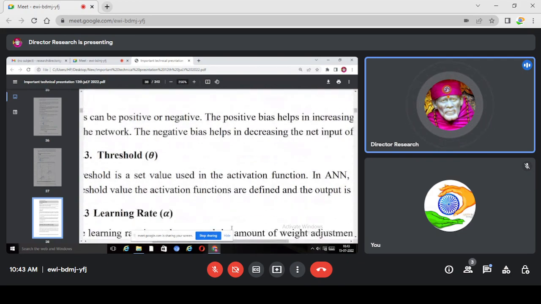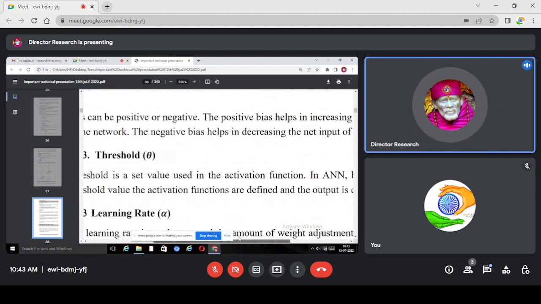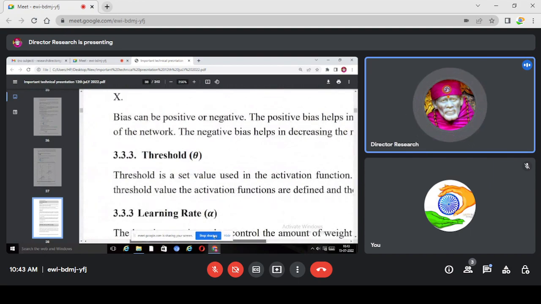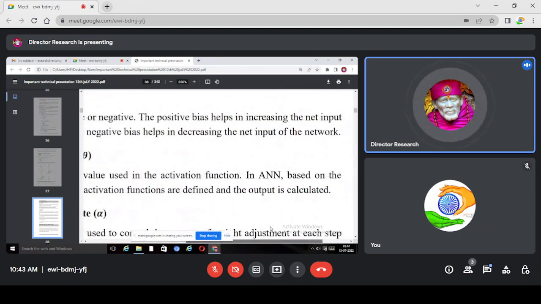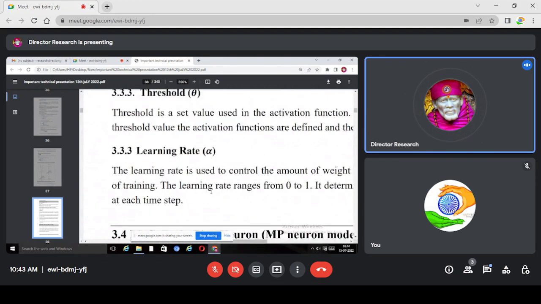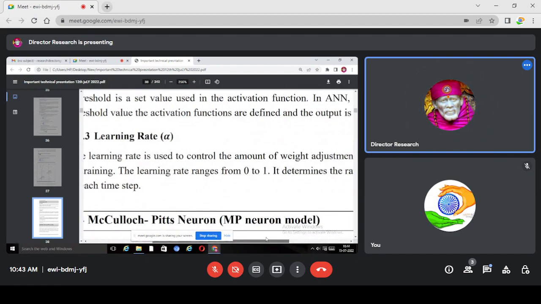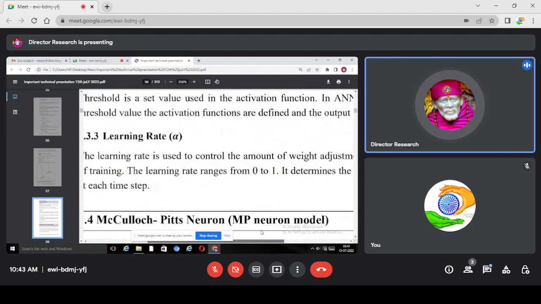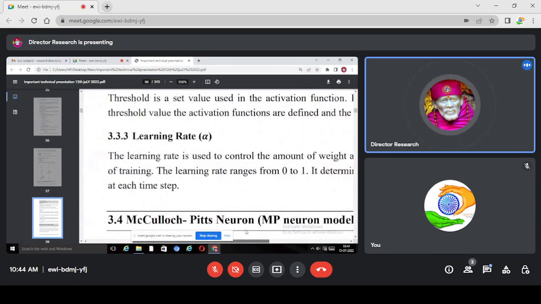Threshold value is represented as theta. The threshold is a set value used in the activation function. In artificial neural network, based on the threshold value, the activation functions are defined and the output is calculated. Learning rate, alpha. The learning rate is used to control the amount of weight adjustment at each step of learning. The learning rate ranges from 0 to 1. It determines the rate of learning at each time step.